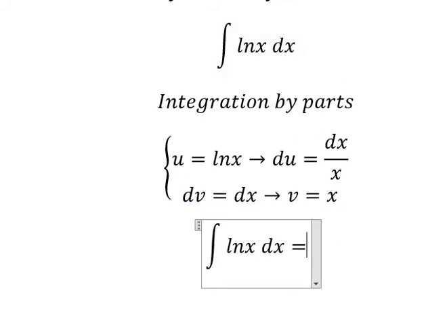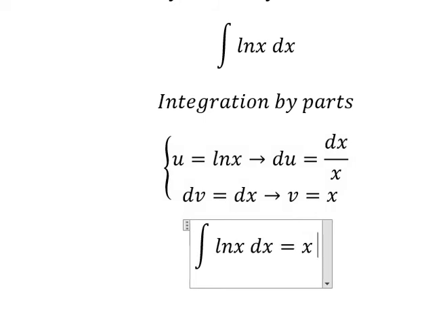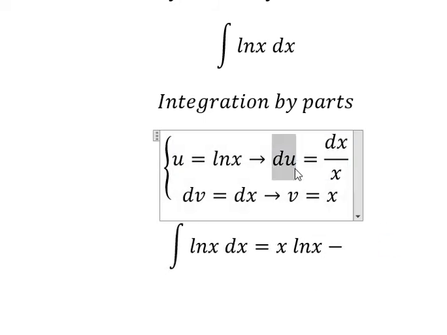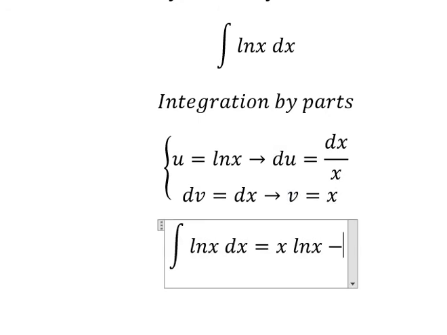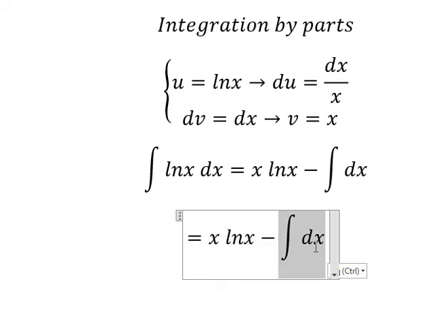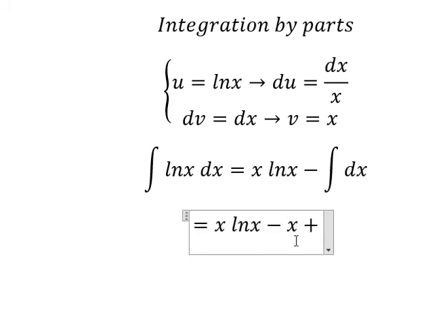So we have u multiplied by v, so we have x ln x minus the integral of v du, so we have x divided by x, we have number 1. So we have the integration dx, and this one we have x, and I will put c.